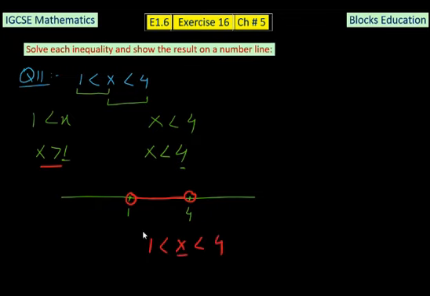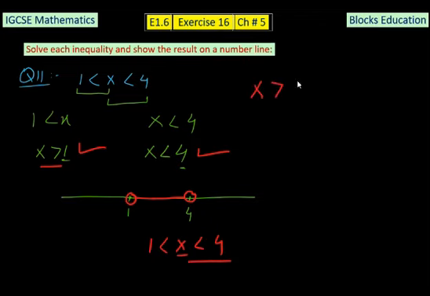It means that x is greater than 1, which is this one, and x is less than 4, which is this one. So we combine these two inequalities to write like this: x is greater than 1 and x is less than 4. Also, if you want to make it more clear, you can just do these two separately.